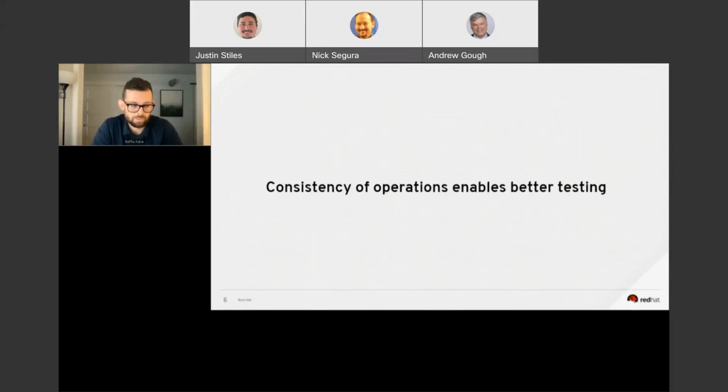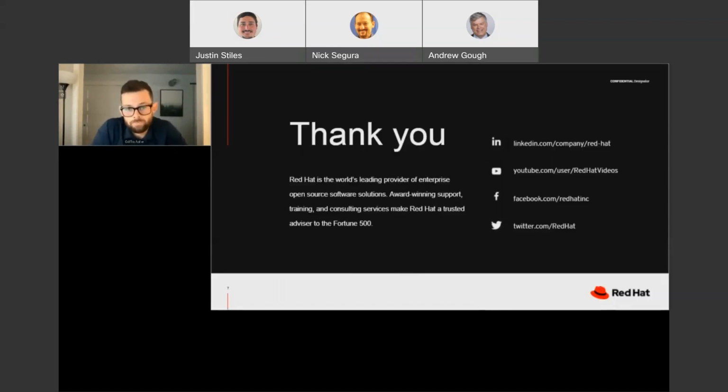Consistency of operations enables better testing, moving to a model where our platforms and our technologies are predictable from the initial development of an app or service all the way out through production and ongoing support. So I'll keep it brief today and keep things moving.